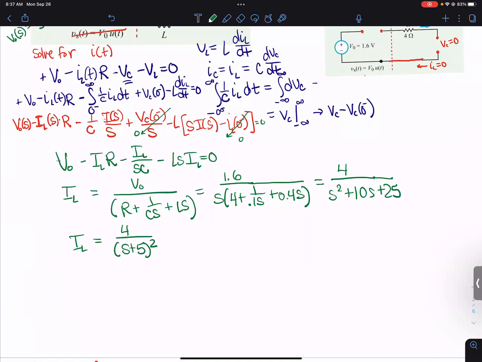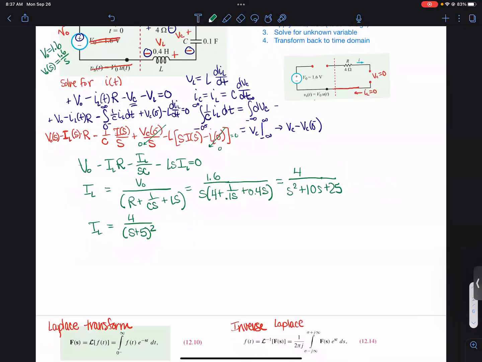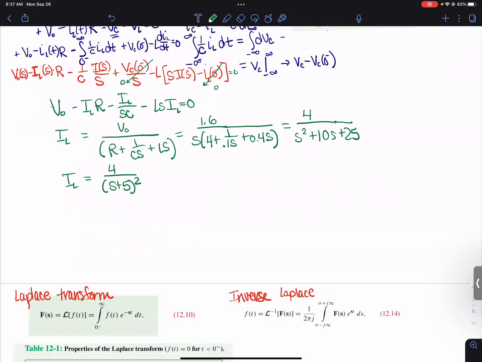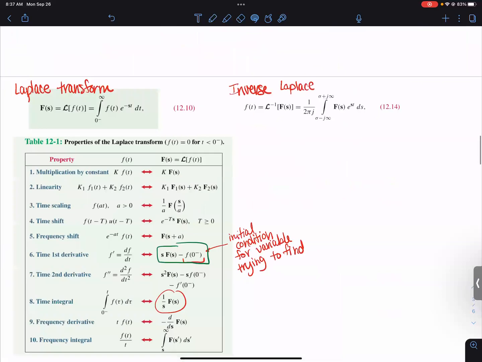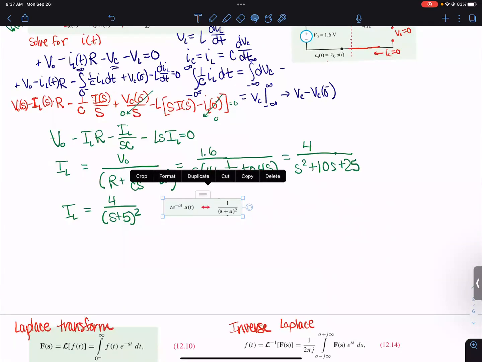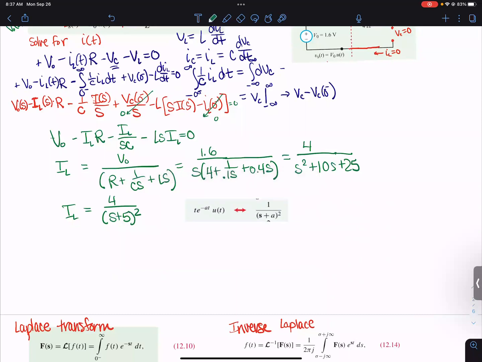So now we need to just go back to the time domain. So we're going to look at this. So it's an S plus 5 squared. So we go look at the table. And looking at that, we have this function here, 1 over S plus A squared translates to t e to the minus at of u of t. So we can use this relationship for the Laplace transforms. And so IL of t, what happens with the 4?